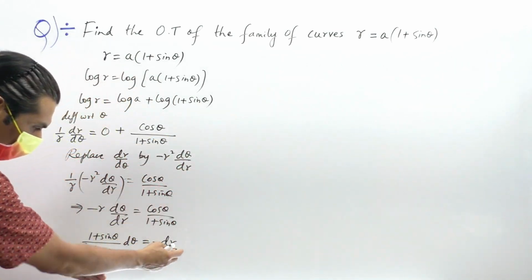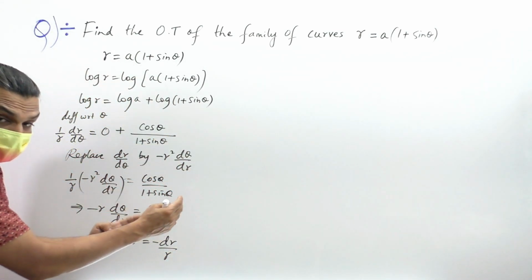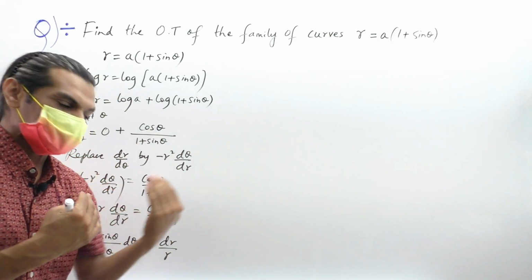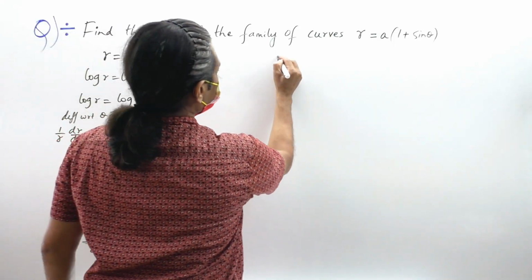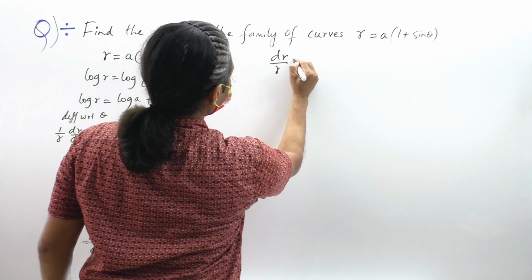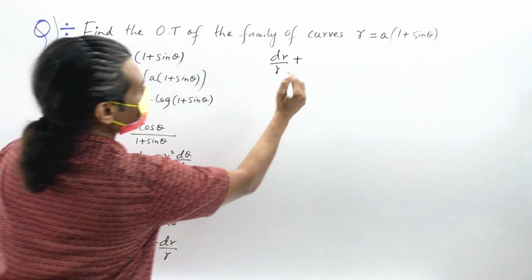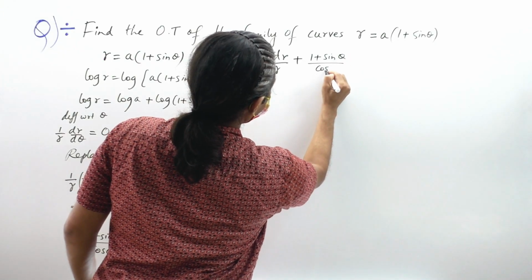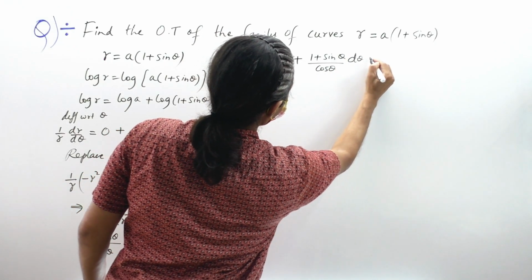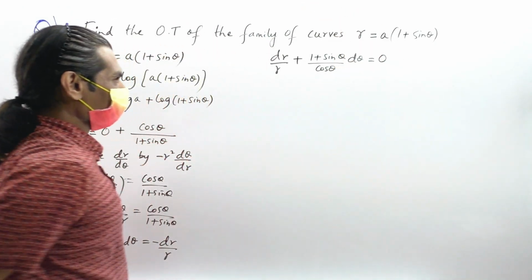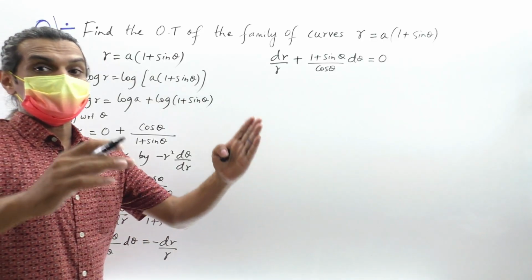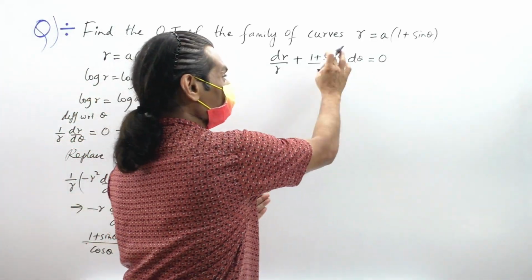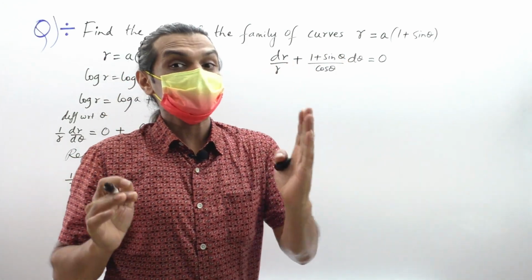When I take the minus to this side, it becomes a plus. Simple mathematics. So we have dr by r plus 1 plus sin theta by cos theta into d theta equals 0. Now both the variables r and theta are separated: theta terms with d theta, r terms with dr. So what is the solution now?